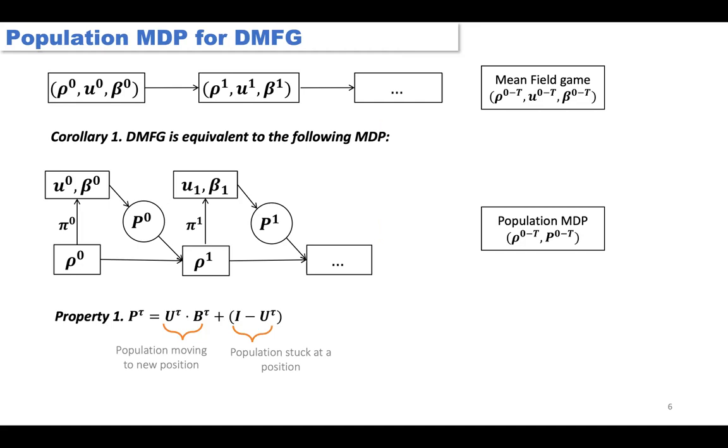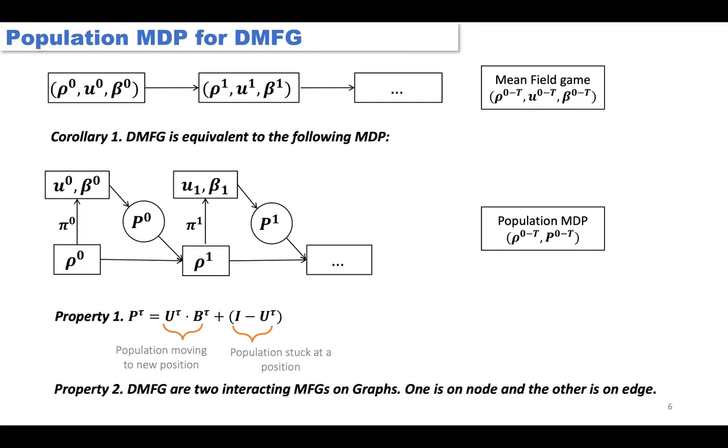Another property is that the dual mean field games are essentially two interacting mean field games. It means this game can be decomposed into two subgames. One is velocity control, and the other one is the routing game. Each subgame is also a mean field game. This property could be useful when modeling hybrid decision-making, for example, two or more classes of decisions in a multi-agent system. Readers can refer to the full paper for the detailed proof and further discussion on these two properties.